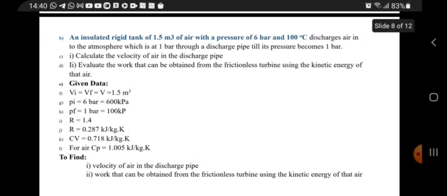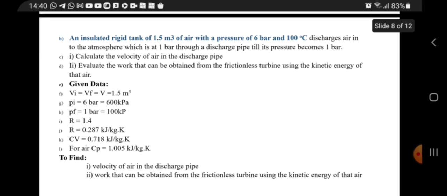An insulated rigid tank of 1.5 meter cube contains air at a pressure of 6 bar and 100 degrees Celsius. It is discharged into the atmosphere, which is at 1 bar, through a discharge pipe until its pressure becomes 1 bar. First, calculate the velocity of air in the discharge pipe. Second, evaluate the work that can be obtained from a frictionless turbine using the kinetic energy of that air.